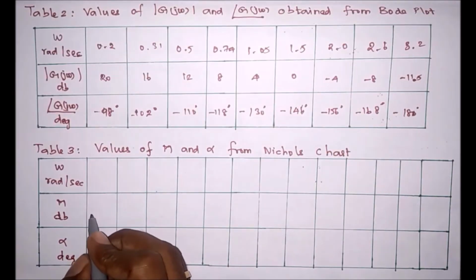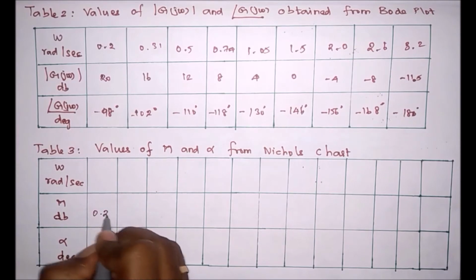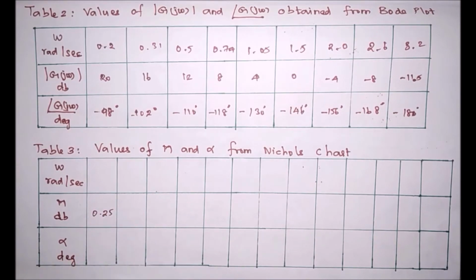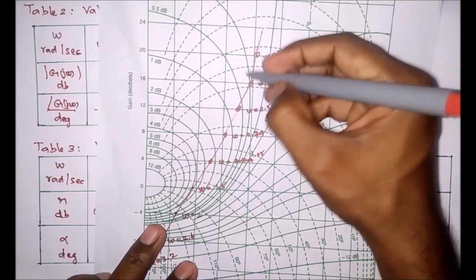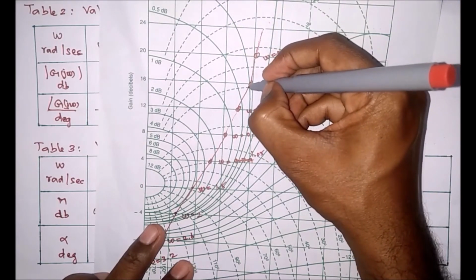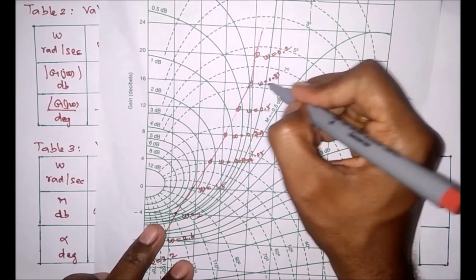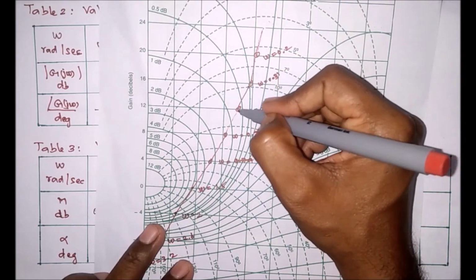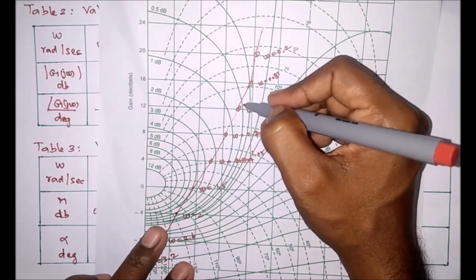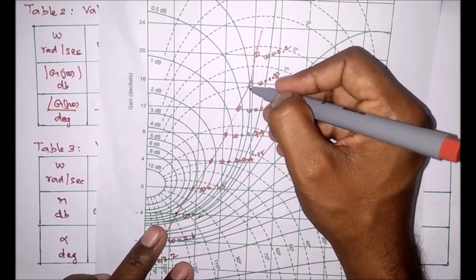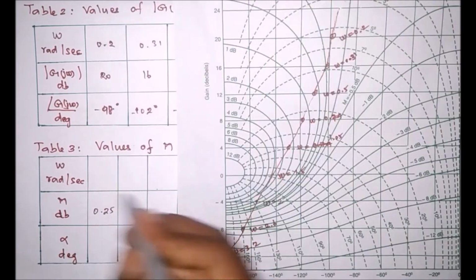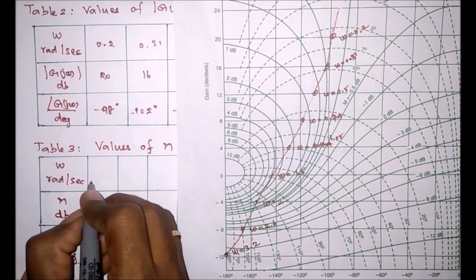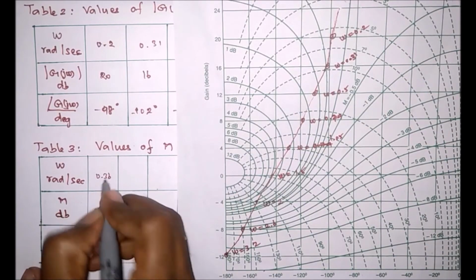First here we can write 0.25 decibel. We have considered the M circle of 0.25 decibels. So this is the M circle, and it is cutting at this point. Suppose this is 0.31 and here 0.5, so in between this may be 0.4. So it is nothing but omega equal to 0.36.